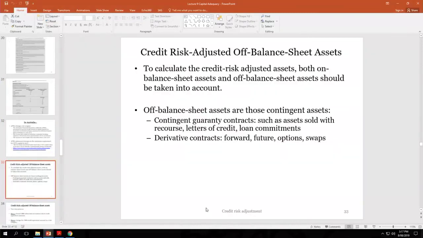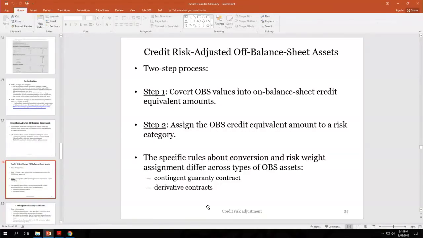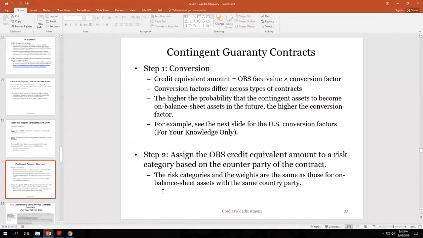And for off-balance sheet assets, the rules get a bit complicated, unfortunately, but you do need to be clear about how these rules are set and applied, right? So for off-balance sheet items, you need to use slightly different rules for contingent guarantee contracts and derivative contracts. For contingent guarantee contracts, including line of credit, loan commitment, guarantee letters, right? So those kinds of contracts.